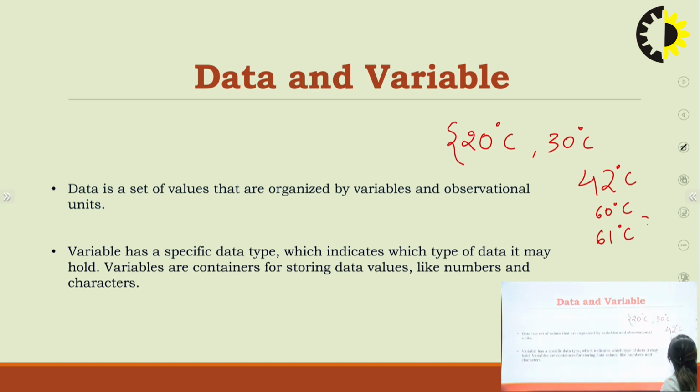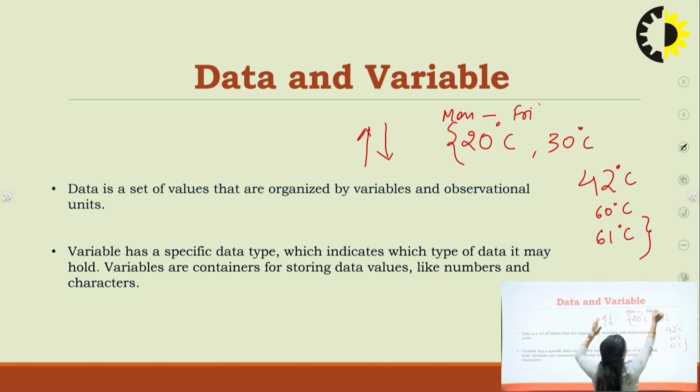Now, in that case, what you are understanding by this data, as this is a set of values, by this you can say this could be a temperature, as there is a degree Celsius. Actually, it is data. But when we organize these numbers in some meaningful manner, either in ascending order or in descending order, then we can say that it is a temperature and it's a week's temperature from Monday to Friday, right?